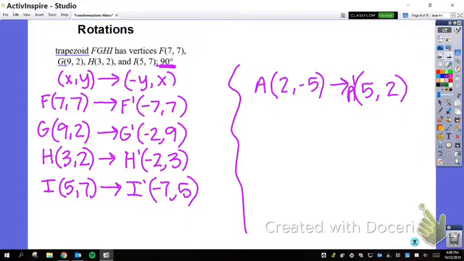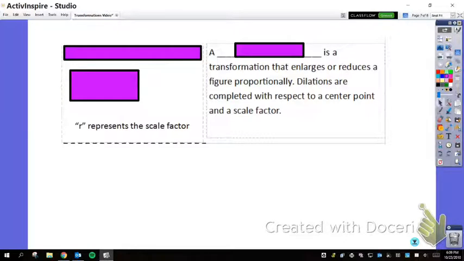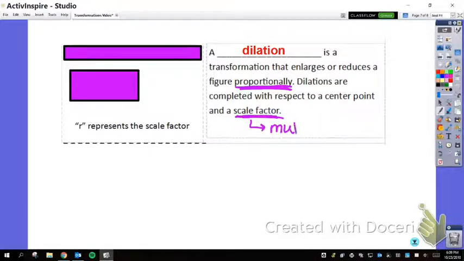Alright, the last one we need to talk about is dilation. Okay, so a dilation is a transformation that enlarges or reduces a figure proportionally. We'll talk more about proportionally a little bit later in the year. Dilations are completed with respect to a center point and a scale factor. Scale factor is our primary focus here. When we have scale factor, that means that we are going to primarily be multiplying. We could be dividing when it's a fraction, but that's a version of multiplying.